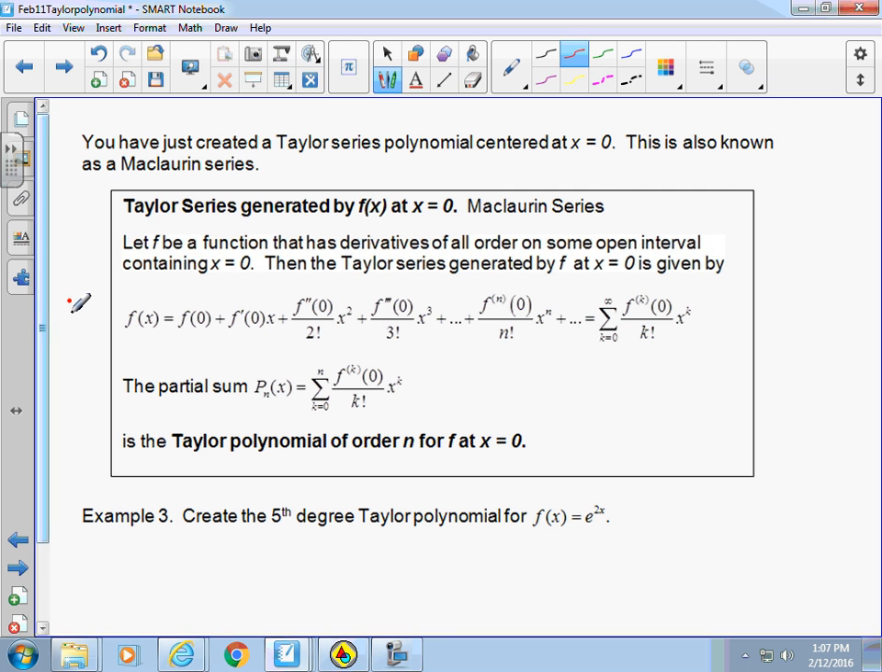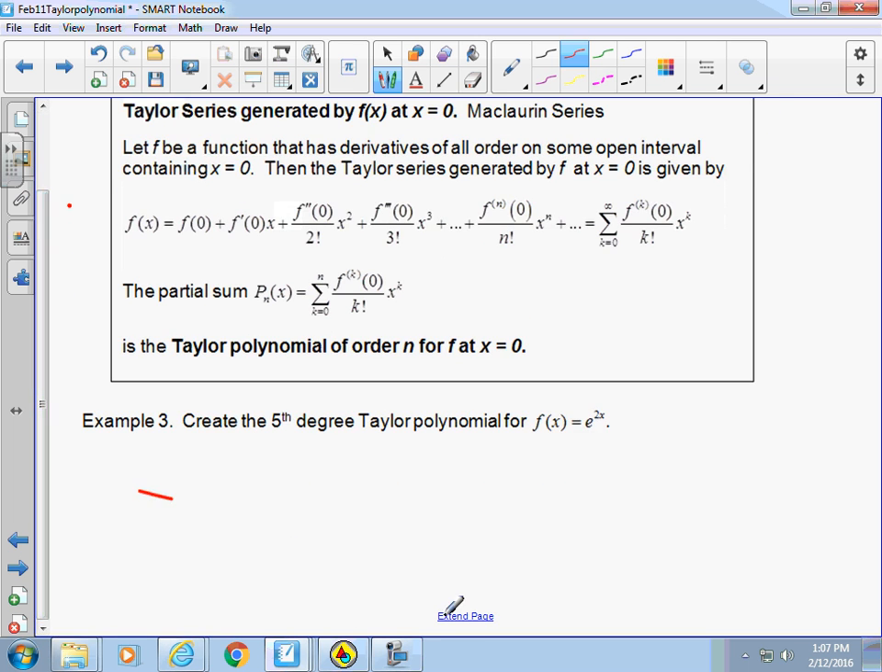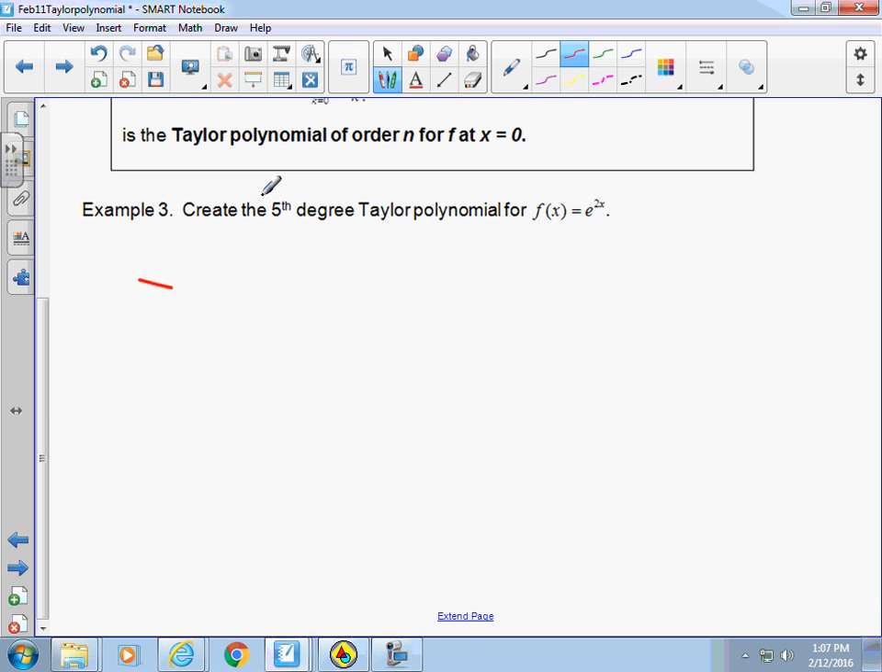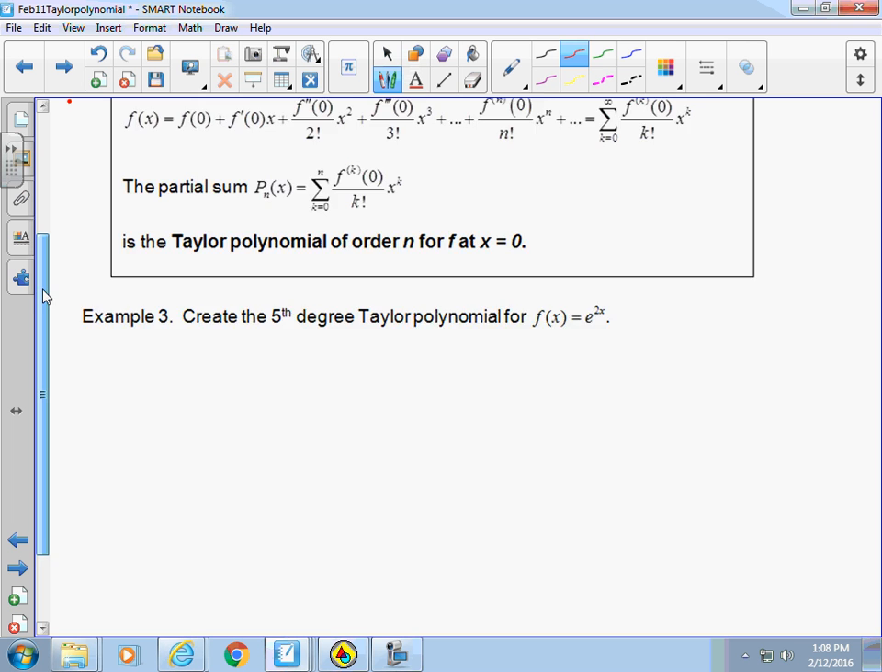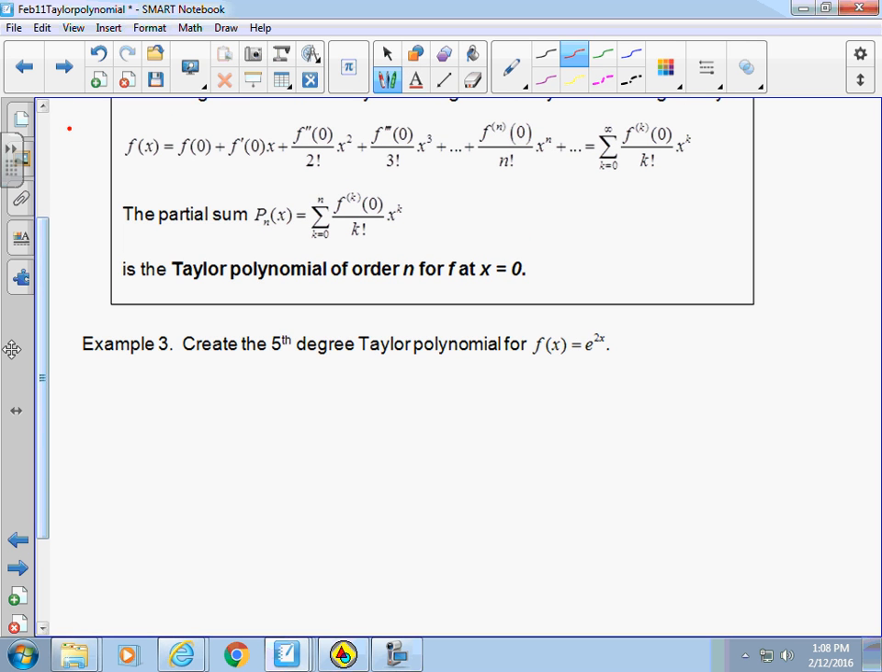So I want to create a fifth degree Taylor polynomial for e to the 2x. There are two ways to do this. I'm going to work as if I know nothing and use the formula. However, if you had the e to the x expansion memorized, you could also replace all of the x's with 2x. So there are two ways you can generate a polynomial for e to the 2x. They will be the same answer. One will look slightly different.